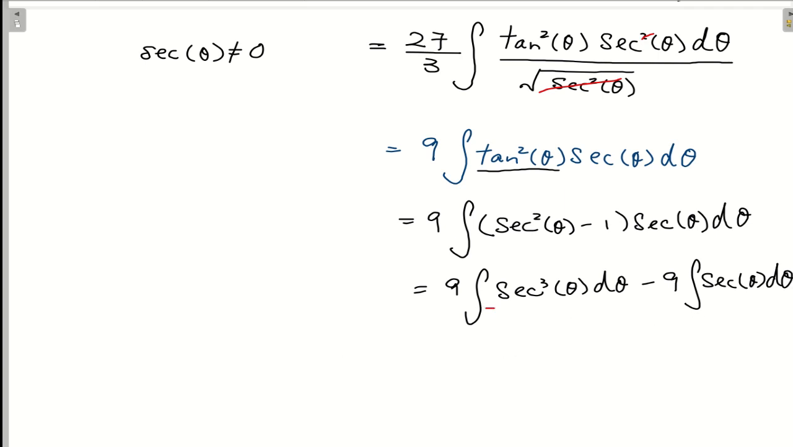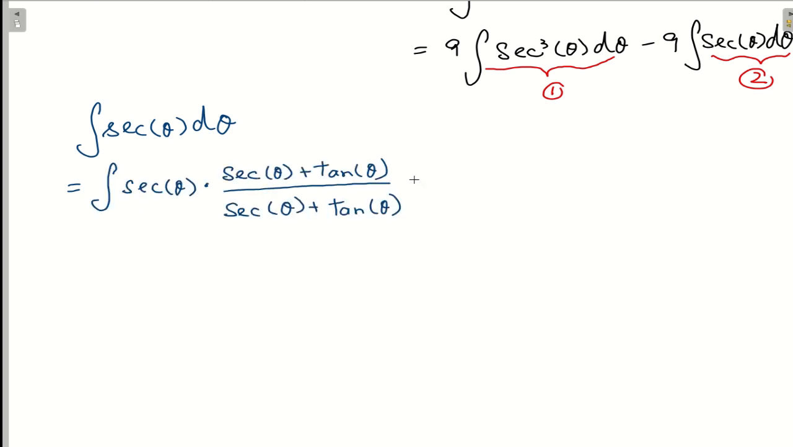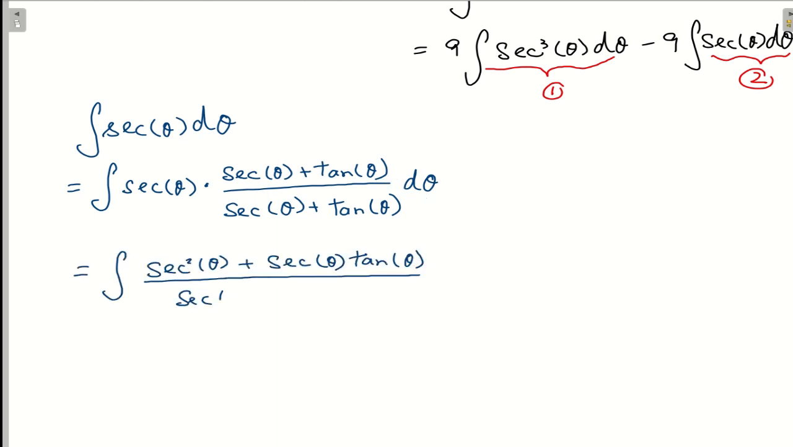So now we have to solve for the integration of secant cube theta and the integration of secant theta. We solve for the secant theta first. We will rewrite the integration of secant theta into the following. We multiply the whole term by secant theta plus tangent theta over secant theta plus tangent theta. And then we have the integration of (secant square theta plus secant theta tangent theta) over (secant theta plus tangent theta) d theta. And we assume that secant theta plus tangent theta is not equal to 0.